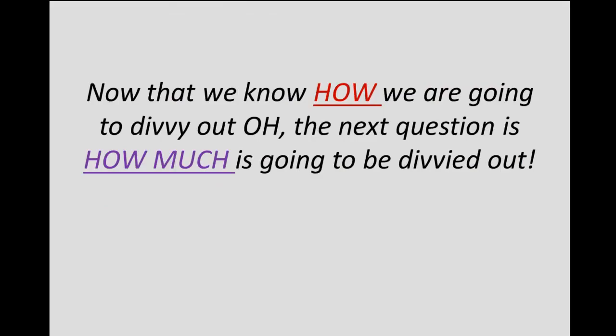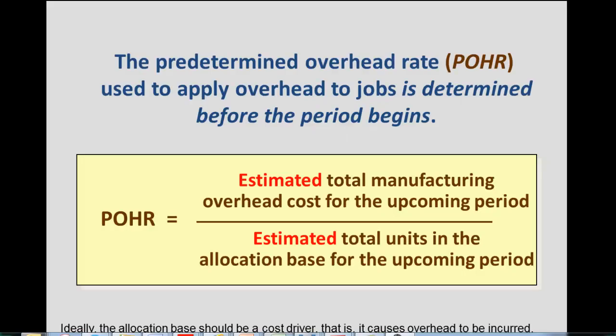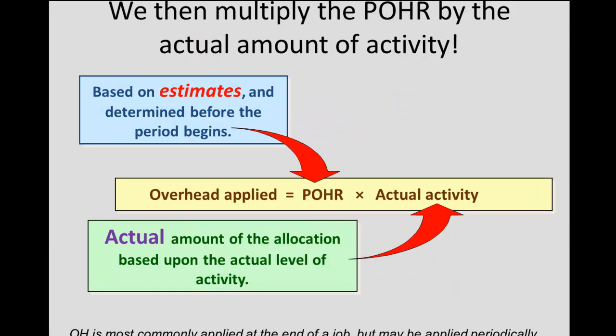Now that we know how we're going to divvy out overhead, the next question is how much is going to be divvied out. Before the accounting period begins, we're going to need to set some of these estimates. The predetermined overhead rate used to apply overhead to jobs is determined before the period begins. In the numerator we have the estimated total manufacturing overhead for the upcoming period divided by the estimated total units in the allocation base for the upcoming period. Ideally the allocation base should be a cost driver, that is, it causes the overhead to be incurred.